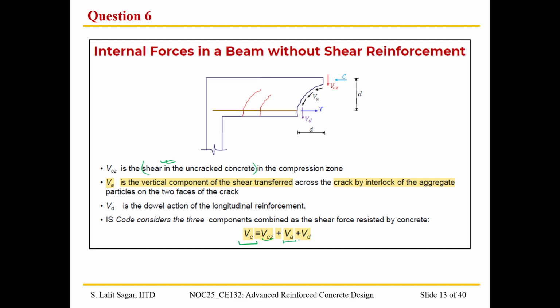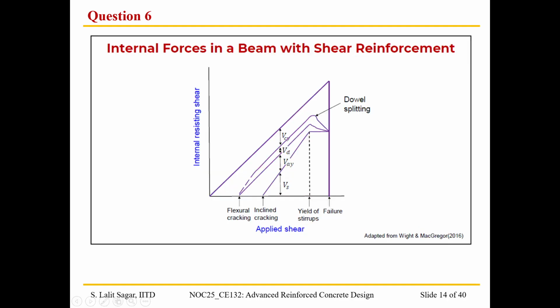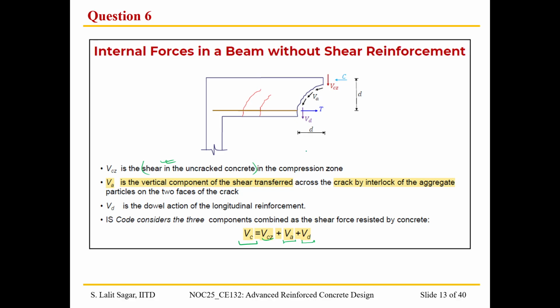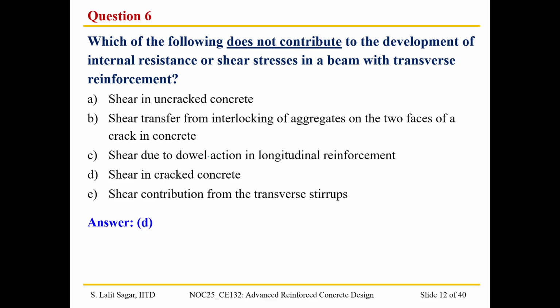Okay, that is VA. And VD is the dowel action due to the longitudinal reinforcement. That is VD. And then we have the resistance provided by the stirrups or the transverse reinforcement. So nowhere in this shear resistance mechanism do we have the role of the shear resistance provided by the cracked concrete. Only the shear resistance from the uncracked concrete is considered, but the resistance by the cracked concrete is neglected.